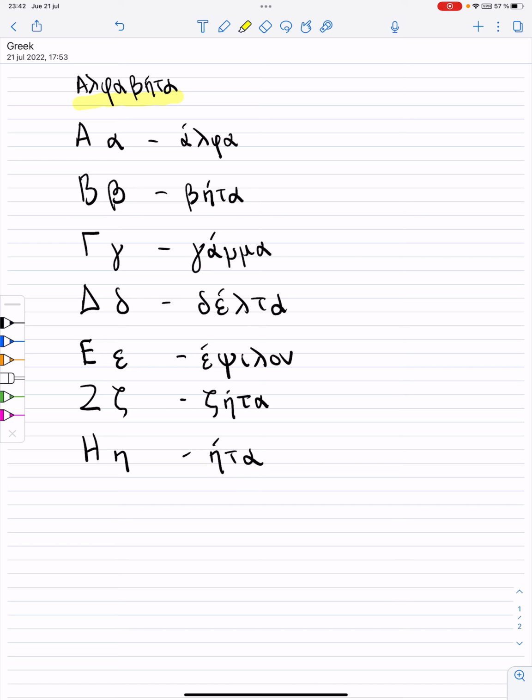We've got alpha, vita, gamma, delta, epsilon, zeta, eta. So go in reverse. We're going to go through them. We're going to go eta, zeta, epsilon, delta, gamma, vita, alpha. Okay, so those are our first characters. And on the next lesson, we'll study everything after ita.